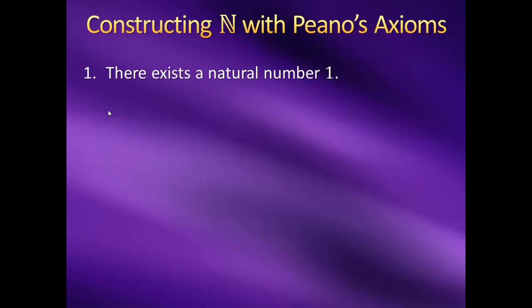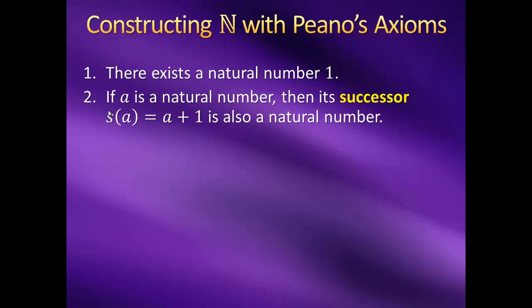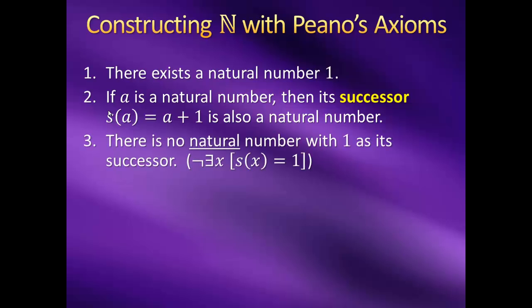So the first of Peano's axioms was simple. There exists a natural number 1. The natural numbers need a place to start. And what better a place to start than 1, right? The second axiom introduced what Peano called a successor function that takes in a number and outputs the next number. So the second axiom says that if A is a natural number, then the successor of A is a natural number as well. The third axiom states that 1 is not the successor of any natural number.